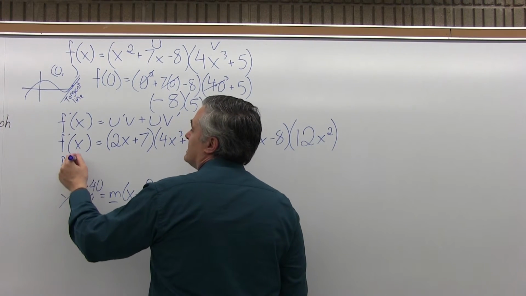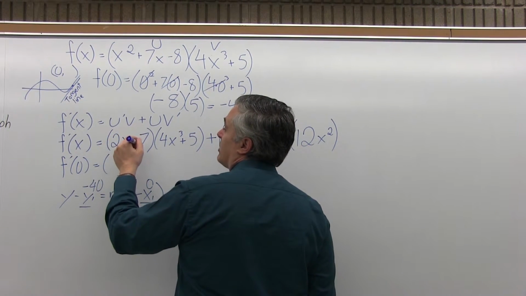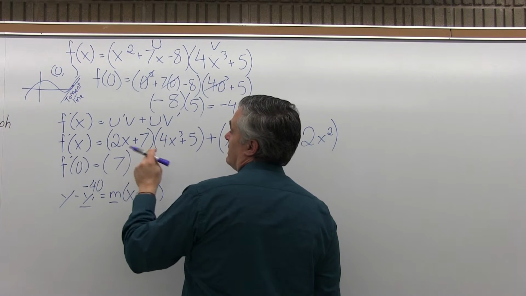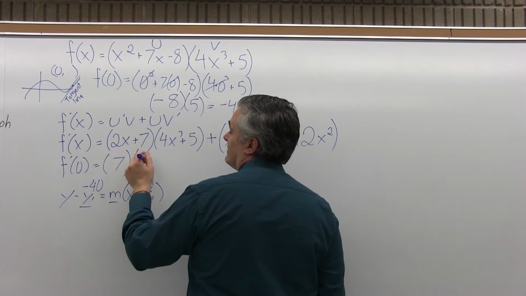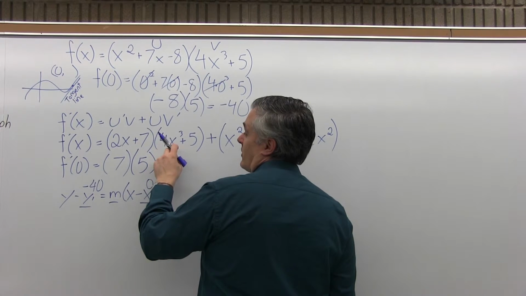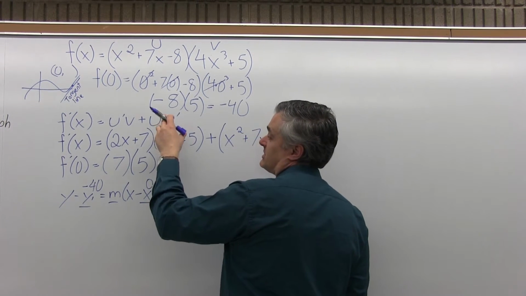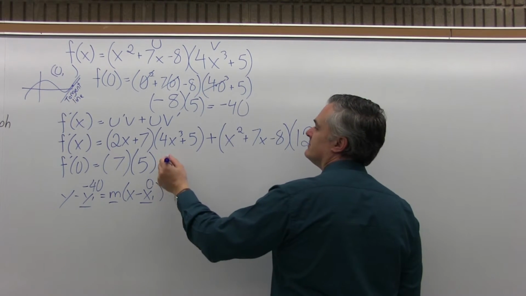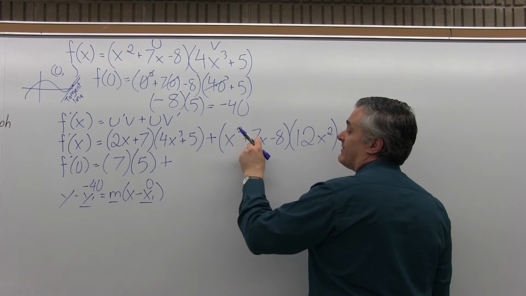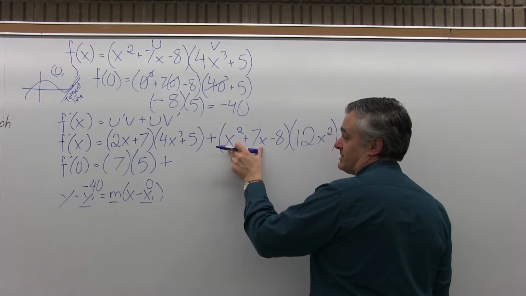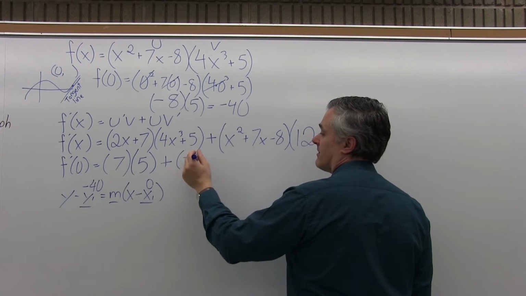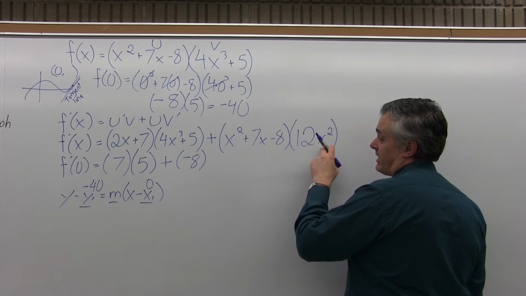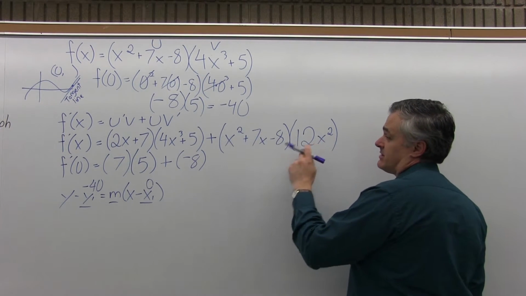So f prime of 0 equals 2x plus 7. When I put in a 0 for x, it just becomes 7. The 2x is gone. And then 4x cubed plus 5 becomes just 5. The 4x cubed, when I put in a 0 for x, becomes 0. It's 0 plus 5, which is 5. And then plus x squared plus 7x minus 8. When I zero the x, it becomes 0 plus 0 minus 8, so it's negative 8. And then the last parenthesis, 12x squared, becomes 0. When I put in a 0 for x, 0 squared is 0 times the 12 in front.